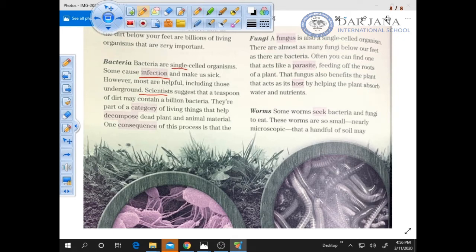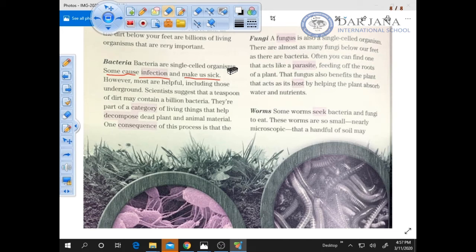Here it's a single-cell organism. Organism, you might not know the meaning, but it comes from organ. We can go on. Some cause, make us sick. Now, keep in mind, some, that's more than one, cause some reason, infection, we don't know, but we can get the meaning from other words in the sentence. So we can say, make us sick.